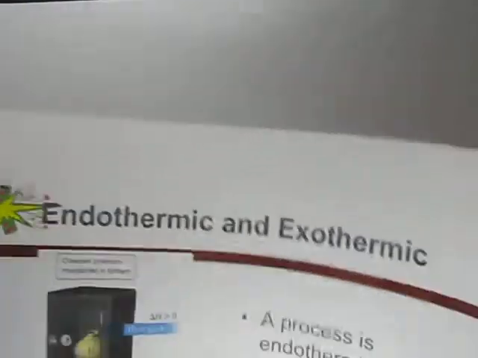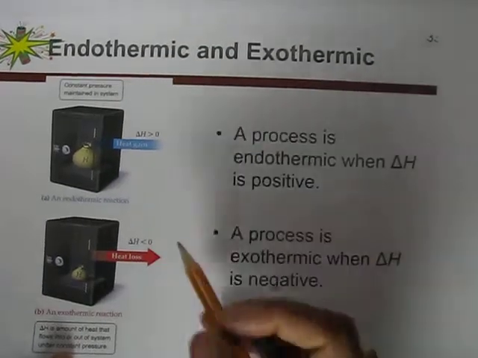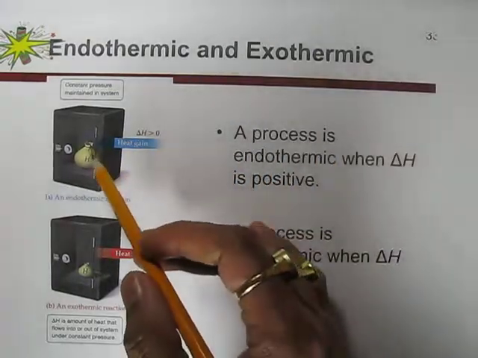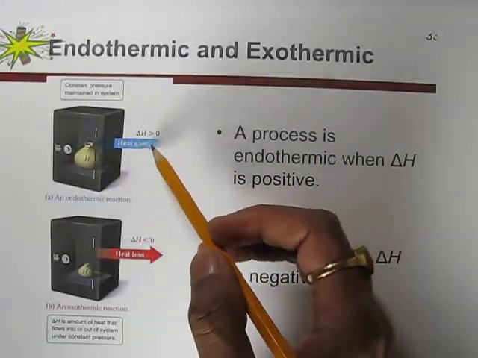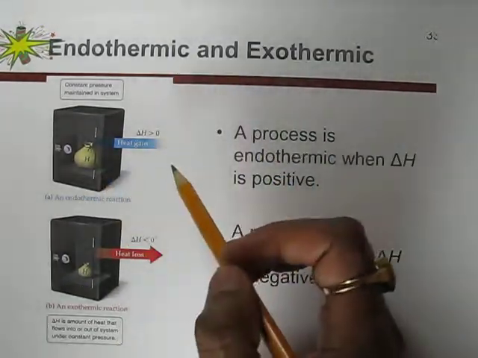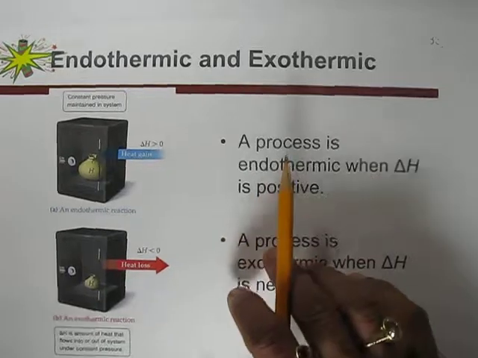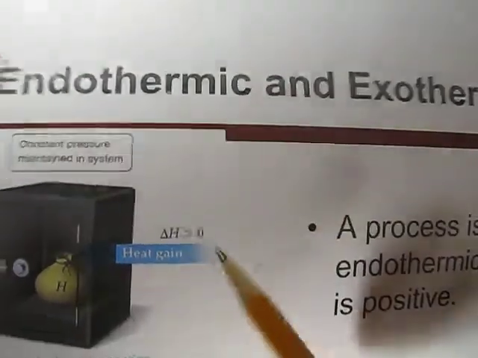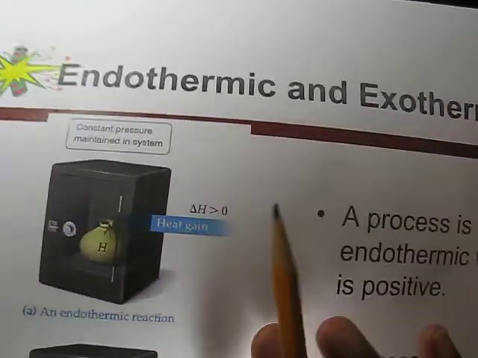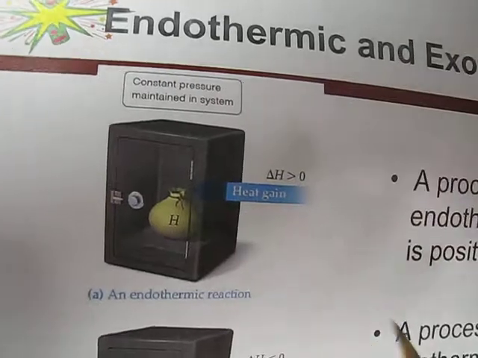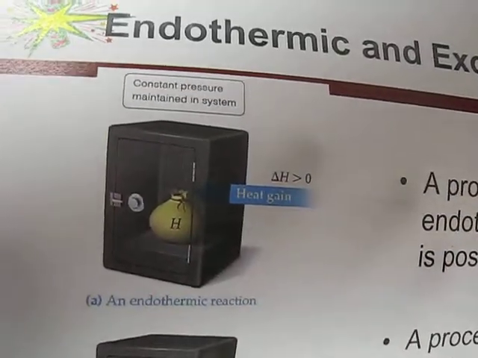And this picture shows very nicely that your money is in the safe, and a process is endothermic when delta H is positive, meaning when you add money into your account, basically heat gain, so you are adding more heat into the system, your account is becoming more and more hot, so the system will become endothermic.